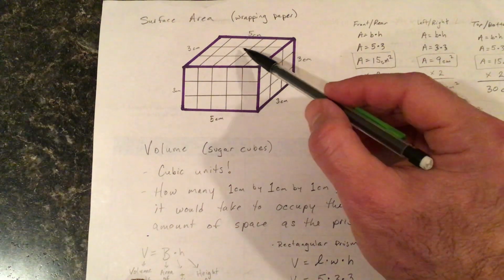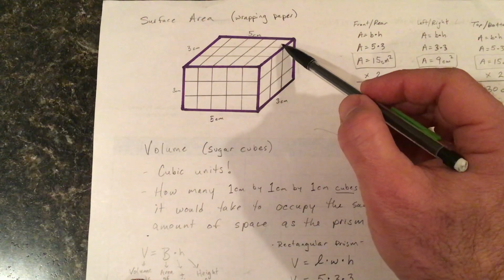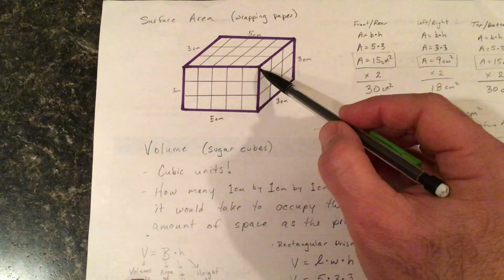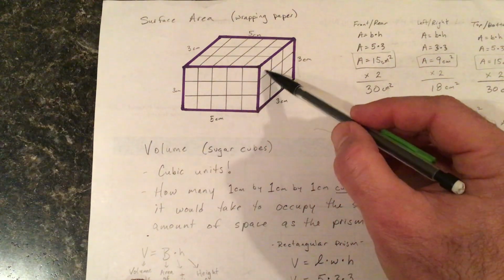6 cubes. Here's a 7th, 8th, 9th, 10th, 11th, 12th, 13th, 14th. There's 15 cubes, right? That's the length times the width. There's 15 of those cubes. That's just in that top layer.